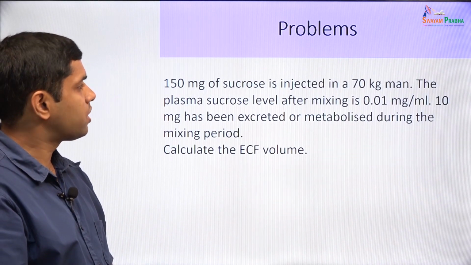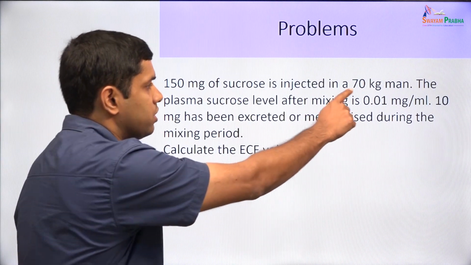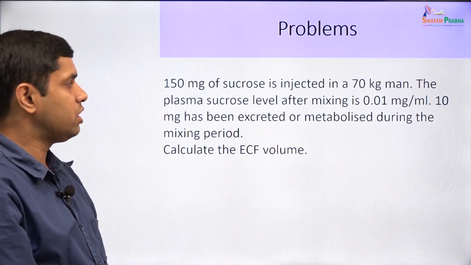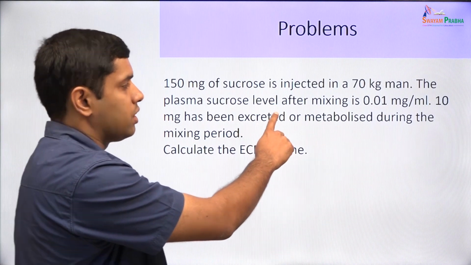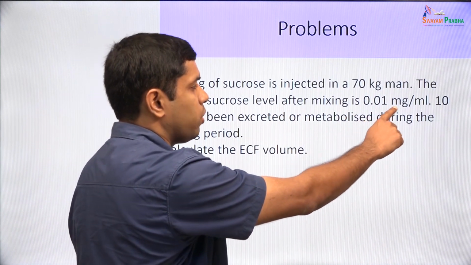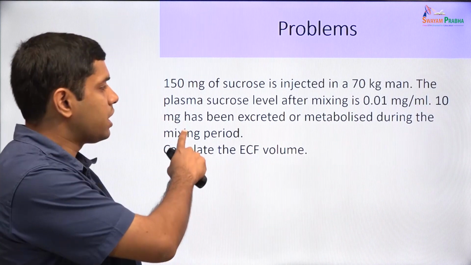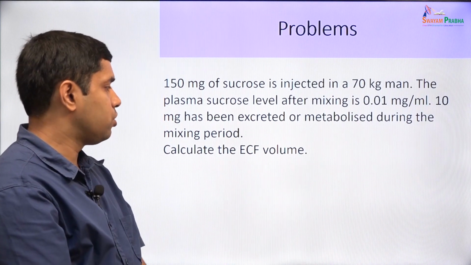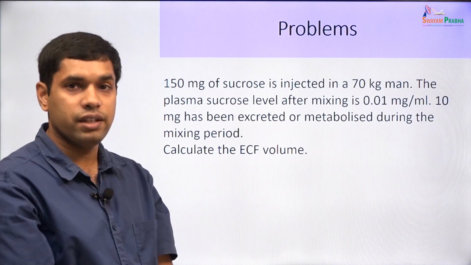This problem describes a situation where 150 milligrams of sucrose is injected into a man whose weight is 70 kilos. The plasma sucrose level after sampling is 0.01 milligrams per ml, and we are also told that 10 milligrams has been excreted or metabolized during the mixing period. We are asked to calculate the ECF volume.